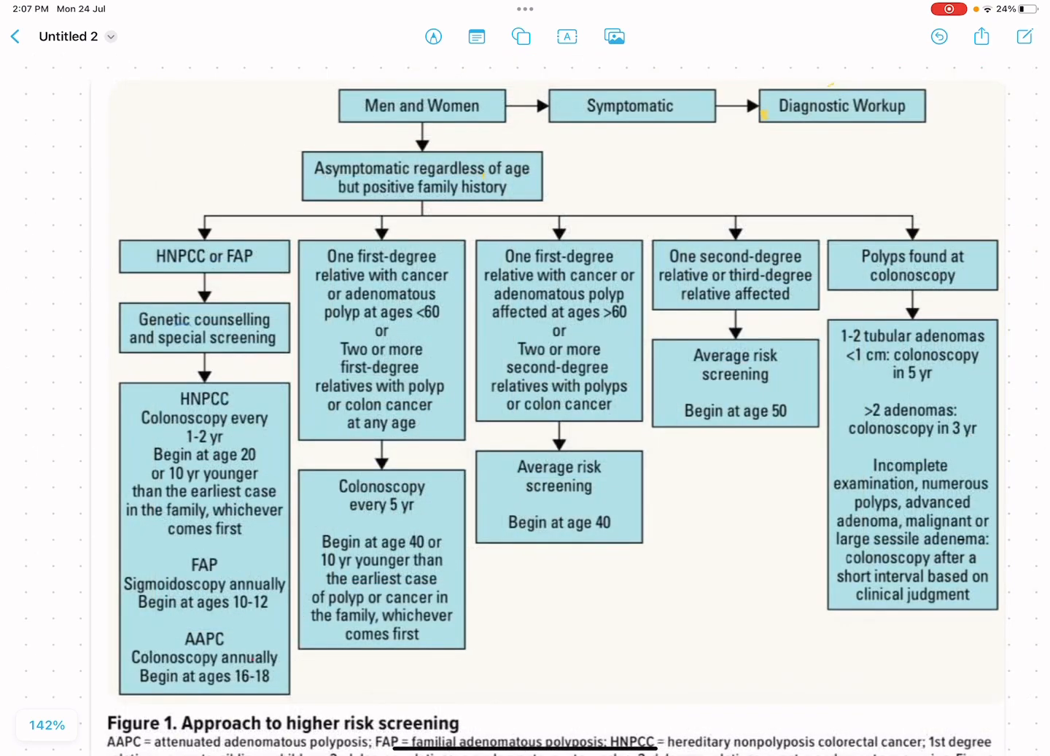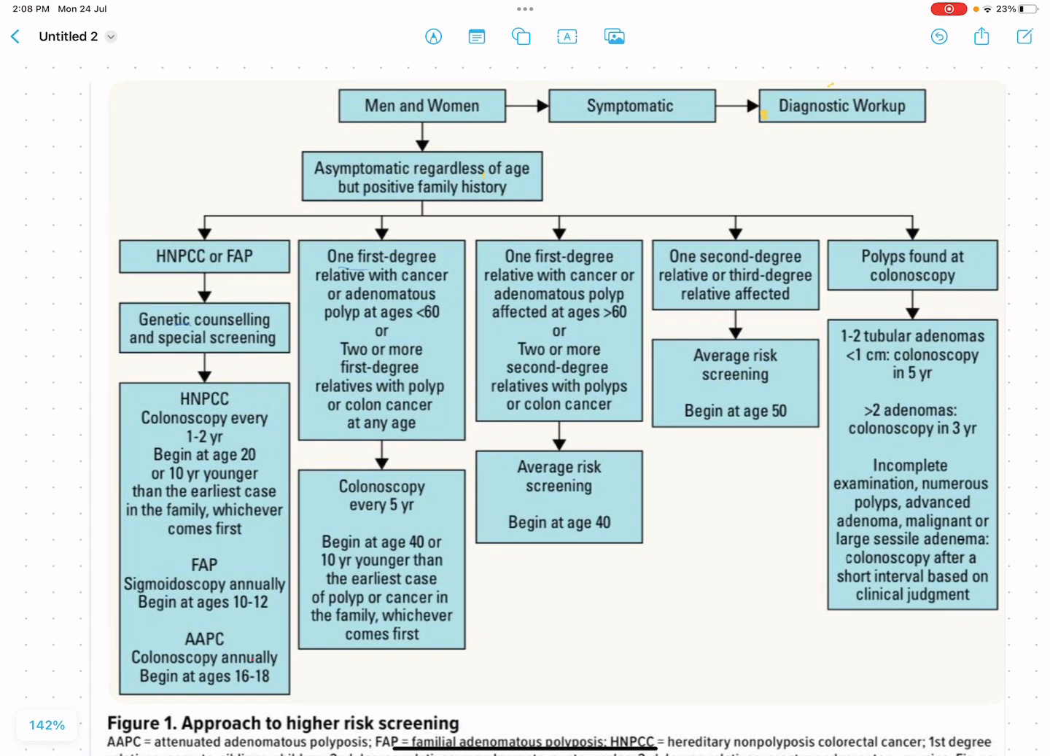In another situation, if we have one first-degree relative with cancer or adenomatous polyp starting before the age of 60, or 2 or more first-degree relatives with polyp or colon cancer at any age, in this case colonoscopy is going to be done every 5 years instead of 10. The age of starting the colonoscopy is going to be 40, or even 10 years earlier than the earliest case of polyps or cancer in the family, whichever comes first.